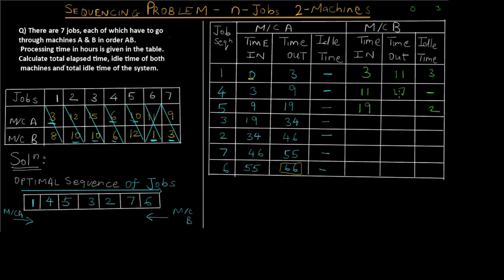So that is the reason why even after 17 it has to wait 2 hours. That is the time in for the next job, that is job number 5 would be 19. Now let's see for job 5 on machine B. So job 5 on machine B takes 12 hours. So 19 plus 12 would give us 31.